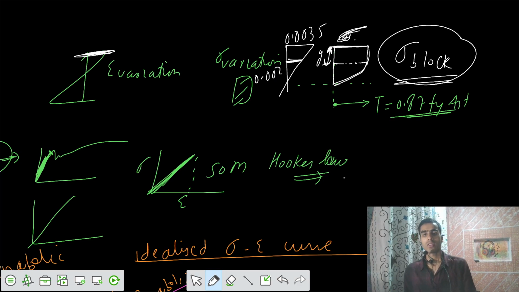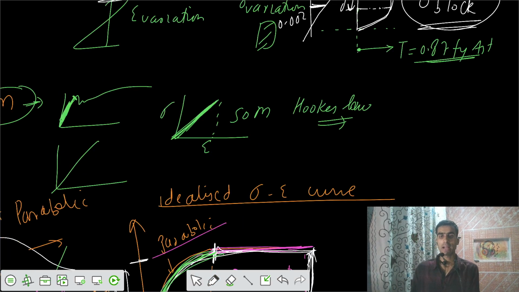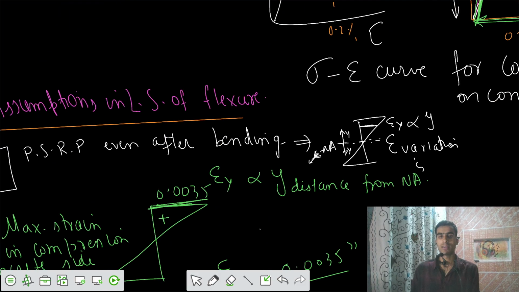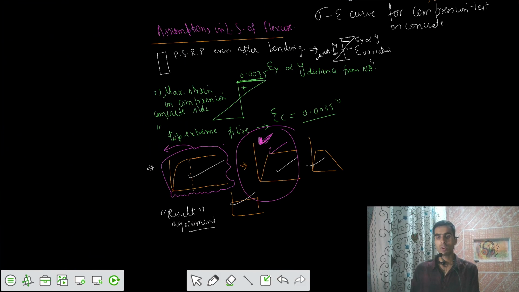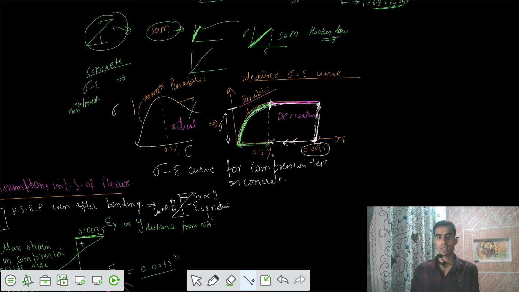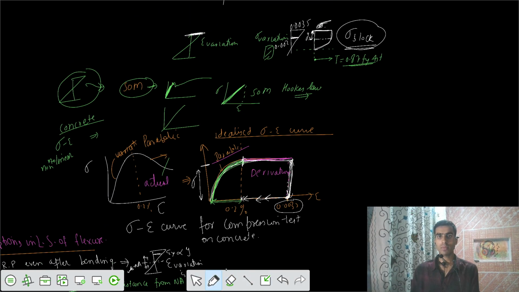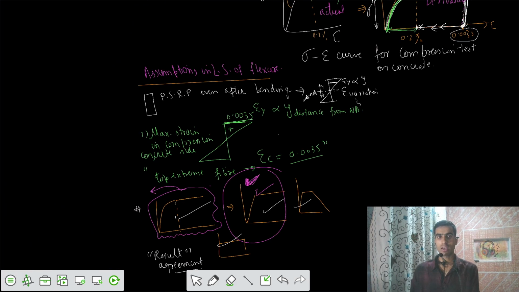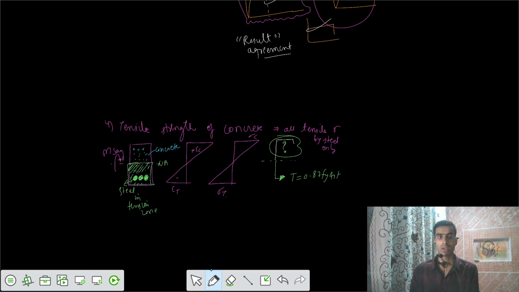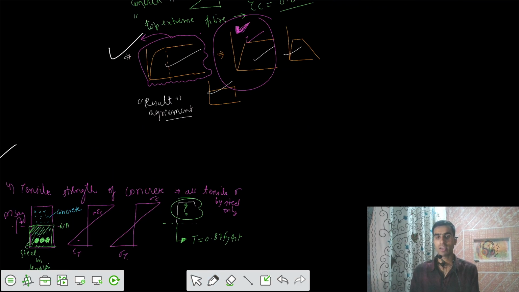So this is what we call the stress diagram for the RCC. This stress block we have derived based on the other assumptions: assumption 2, assumption 3, and assumption number 4. So based on these assumptions, we have derived this stress block.